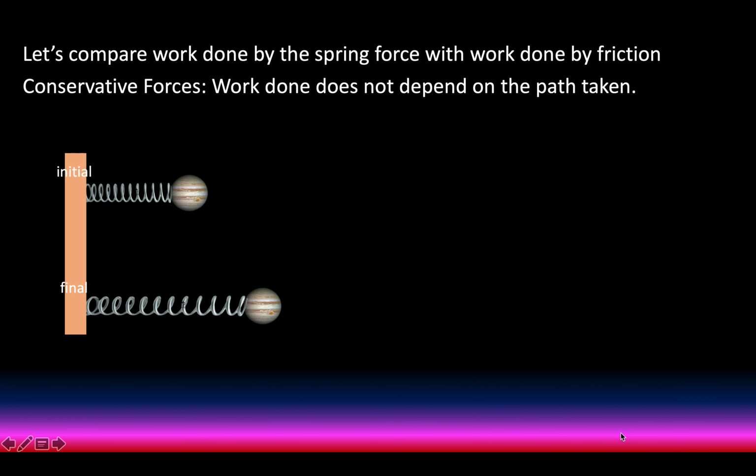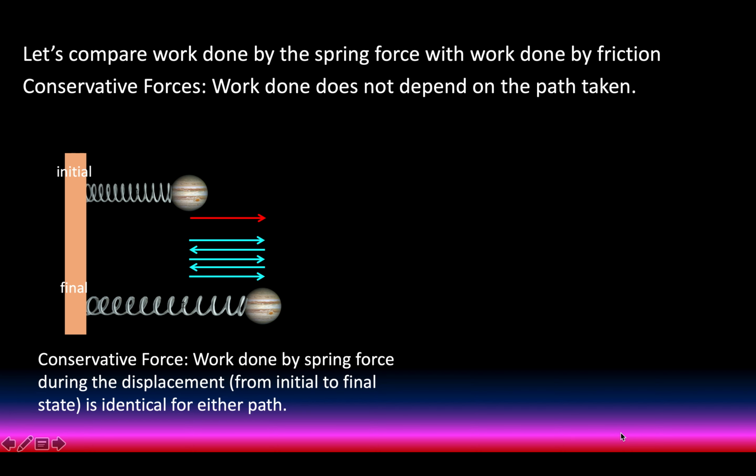Conservative forces say the work done does not depend on the path taken. So the amount of energy given to the mass does not depend on the path taken. Maybe the mass just took this path to go from its initial position to its final position. On the other hand, maybe the mass bounced back and forth a couple times. These are two separate paths. However, because the spring force is a conservative force, the work done on the mass, the amount of energy given to the mass by the spring force, will be the same for both paths.